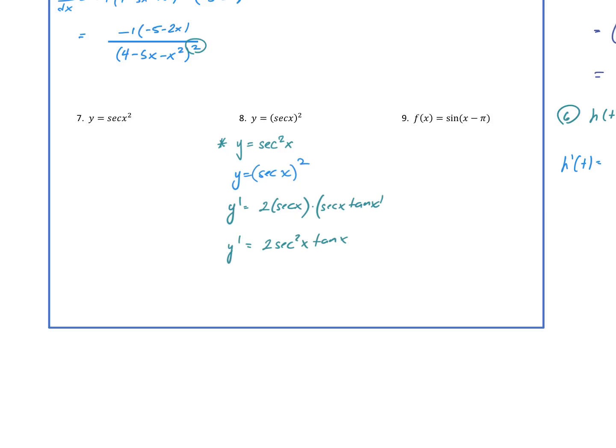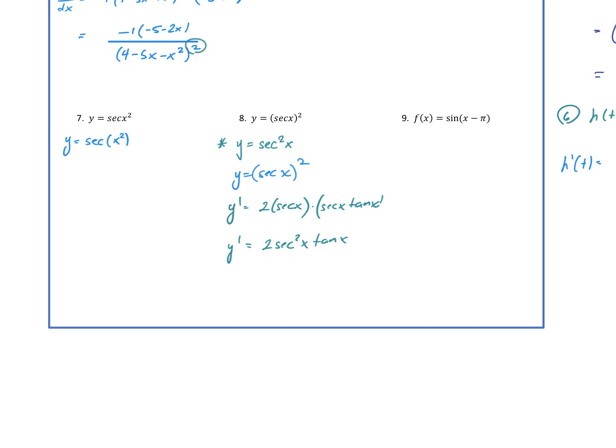For number 7, the only thing that's squared is the x squared. I would rewrite this as secant of x squared. Makes it a little bit easier because we've done things where we've just done sine of 2x.